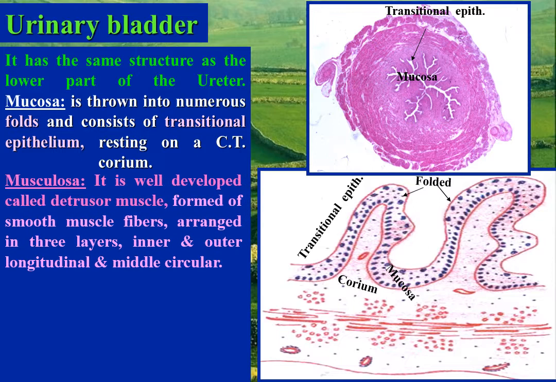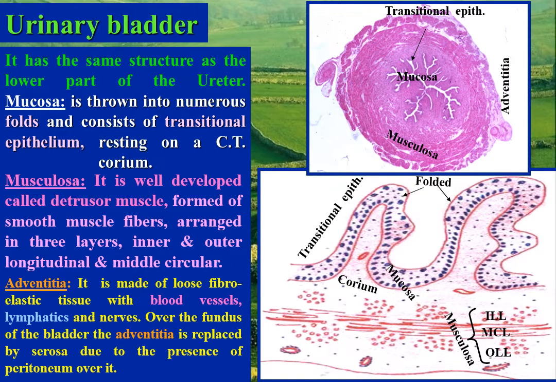Musculosa is well developed, called detrusor muscle, formed of smooth muscle fibers arranged in three layers: inner and outer longitudinal and middle circular. Adventitia. It is made of loose fibroelastic tissue with blood vessels, lymphatics, and nerves. Over the fundus of the bladder, the adventitia is replaced by serosa due to the presence of peritoneum over it.